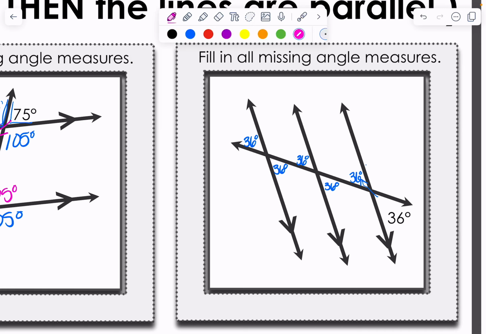Then because we know that this angle is supplementary with that angle, so if this angle is 36, then that means that this angle should be 144 degrees. And then we're going to use all those different relationships also. So I know that's vertical with this angle, alternate interior with this angle. This one corresponds to this one. We have another alternate interior angle. We have vertical angles. So there's a variety of different relationships that can help you.